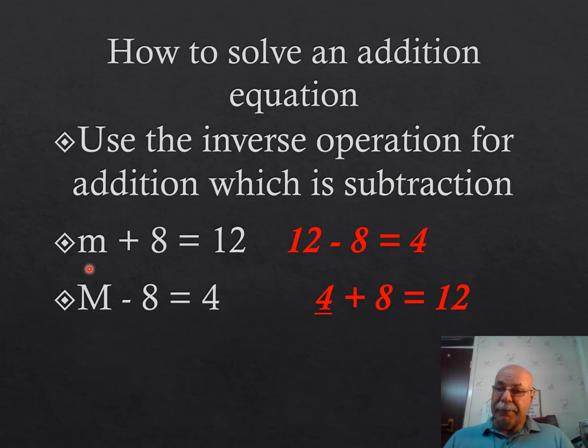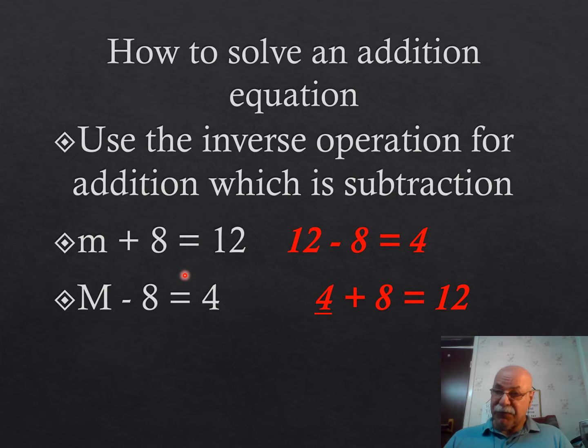Now, m plus 8 equals 12. So we start with 12. I transfer this 8 outside. You must understand that when you transfer any number, you take it with its sign. So when I transfer this 8, I change plus to minus. That's why it becomes 12 minus 8, which is 4. Now this is a truth equation.